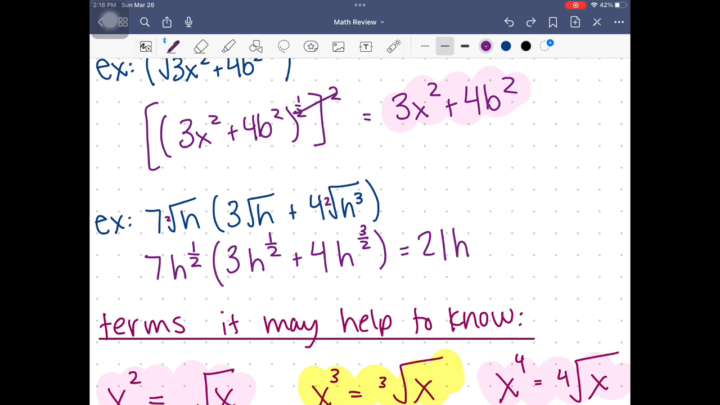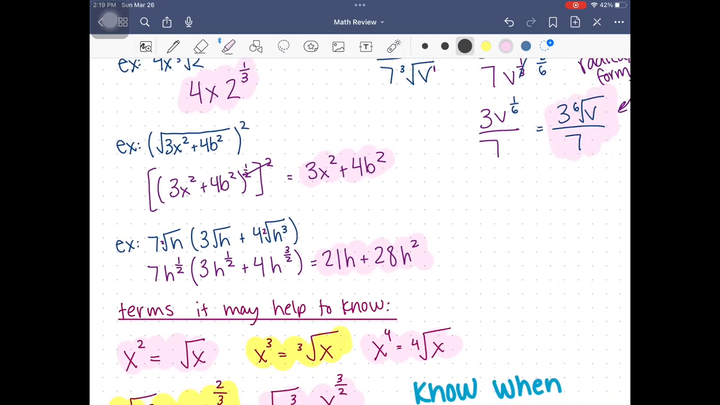Next we're going to distribute that 7 times 4, which is going to be 28. Okay. Now we need to add our exponents again. h to the 1/2, h to the 3/2. They have the same denominator, so therefore this is going to be h to the 4/2, which we know can simplify to just 2. And again, we cannot combine these because they are different terms. That is going to be your final answer, okay?